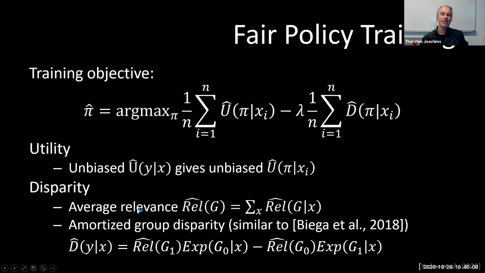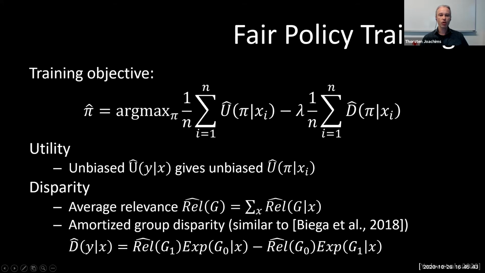Well, disparity, not completely, because it is an unbiased estimate for each query, but it has huge variance. So what we are doing here is we're really aggregating to a kind of amortized relevance of a group of items, amortized over many queries. And so it becomes a little bit similar, or actually quite similar, to what Biega et al. did in terms of their amortized group disparity that they introduced in 2018.